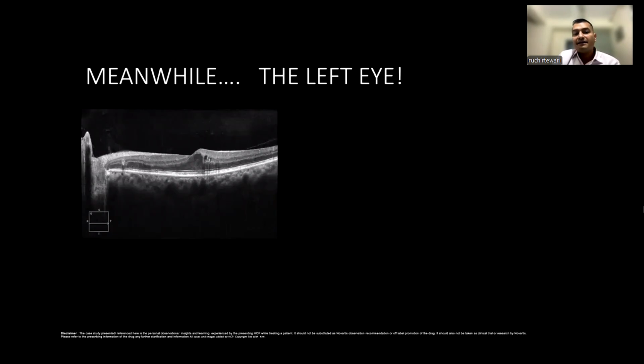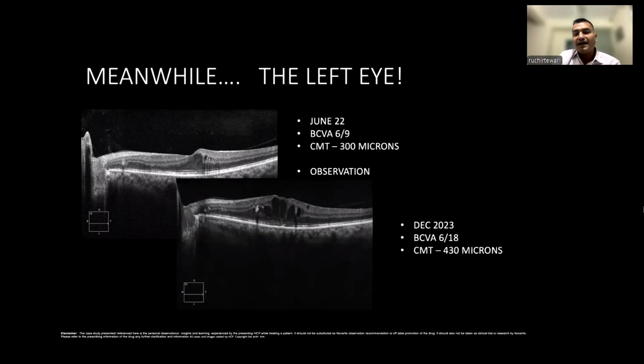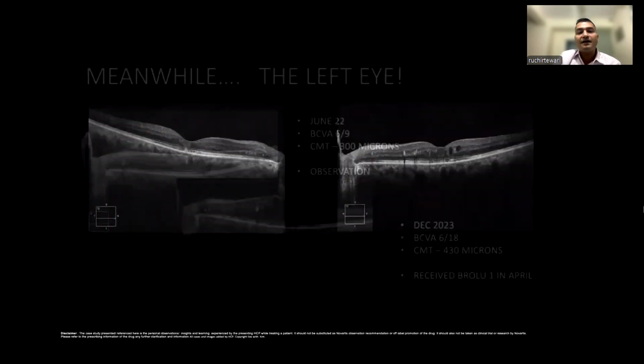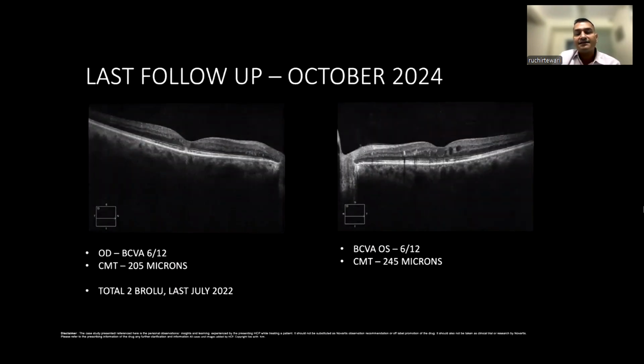Meanwhile, the other eye of the patient, which was 6/9 to begin with and a CMT of 300, kept on deteriorating. The patient was not willing for treatment. I advised an injection in December 23, but she wasn't willing. Finally, she received 1 brolucizumab in April. And these are the latest OCT images of the patient. As you can see in the right eye, there seems to be no disease whatsoever.